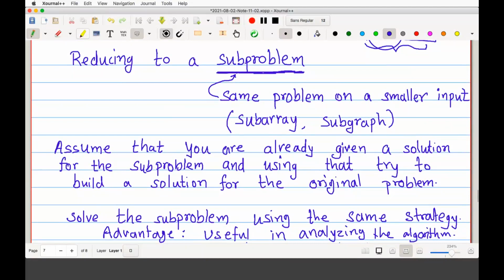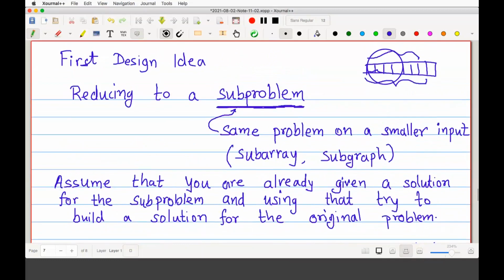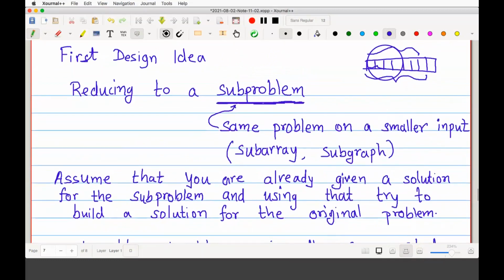Sir, isn't it the first constraint to use the divide and conquer strategy? Like if we could divide a problem into subproblems, all the subproblems should be solved by the same idea. Isn't it the first constraint of divide and conquer?